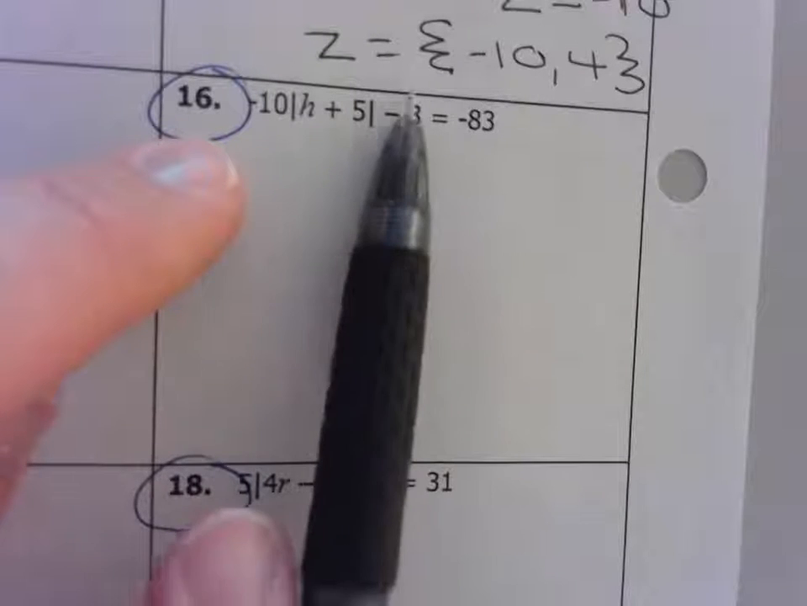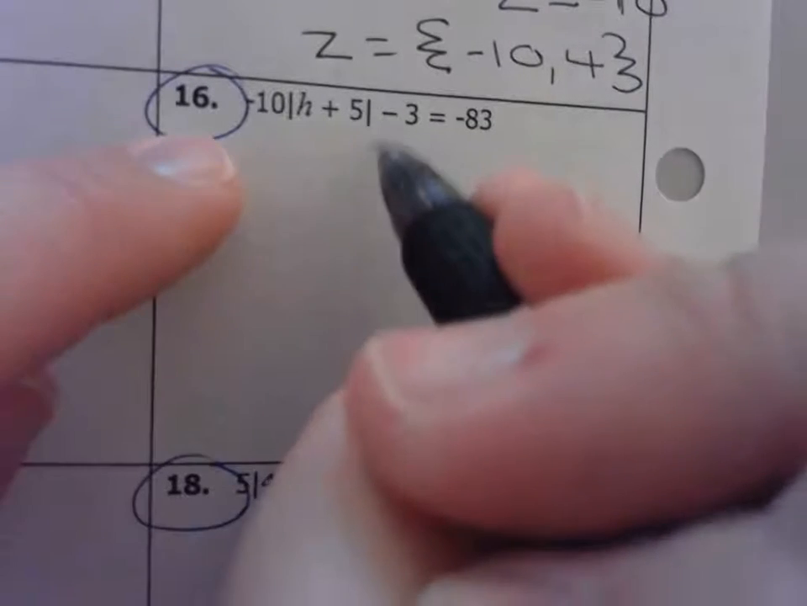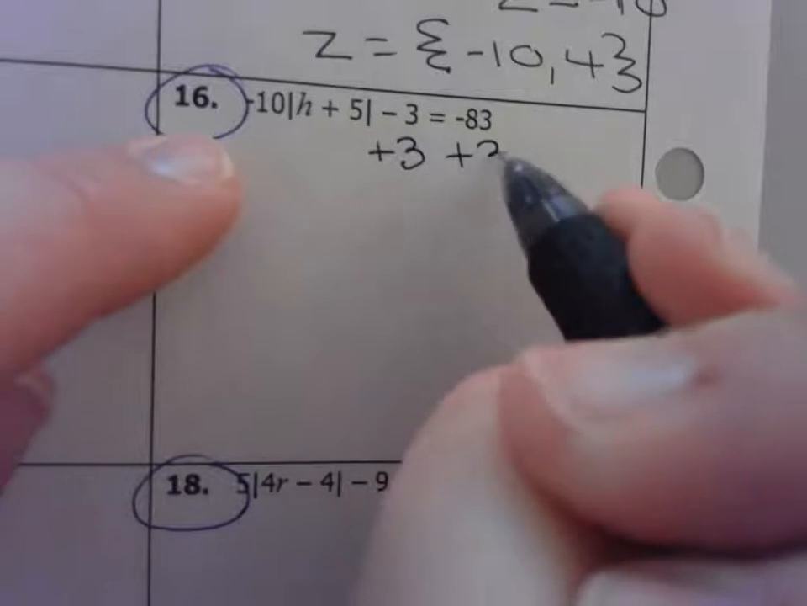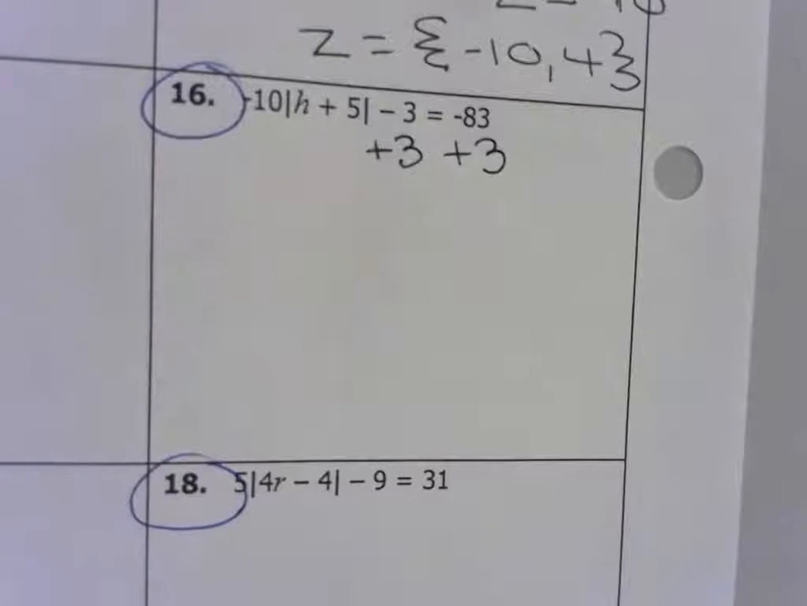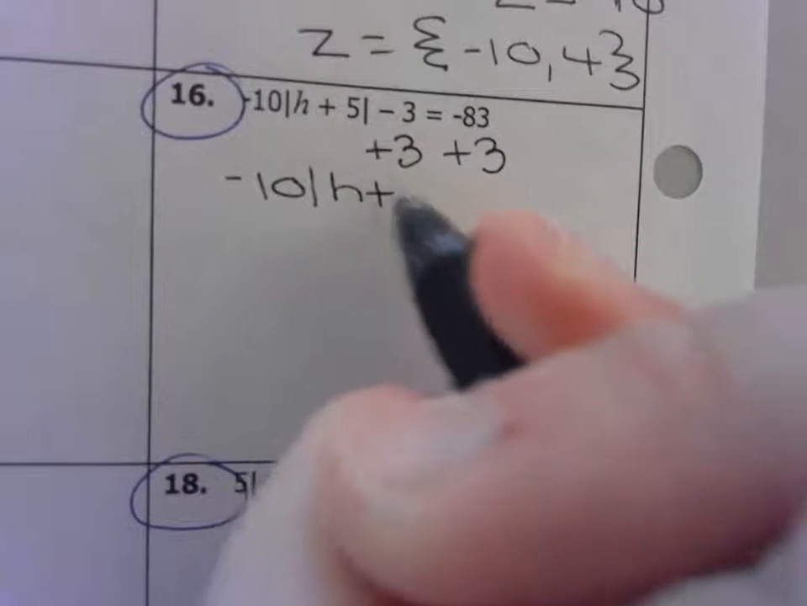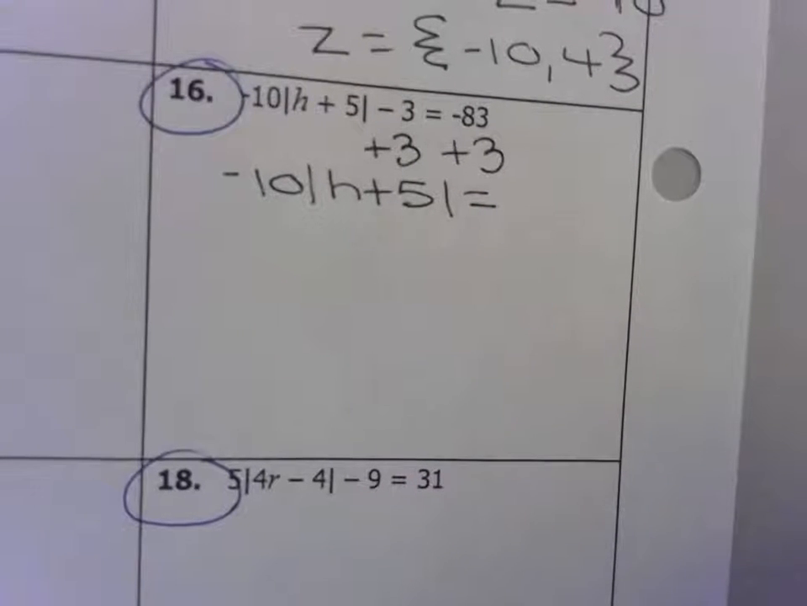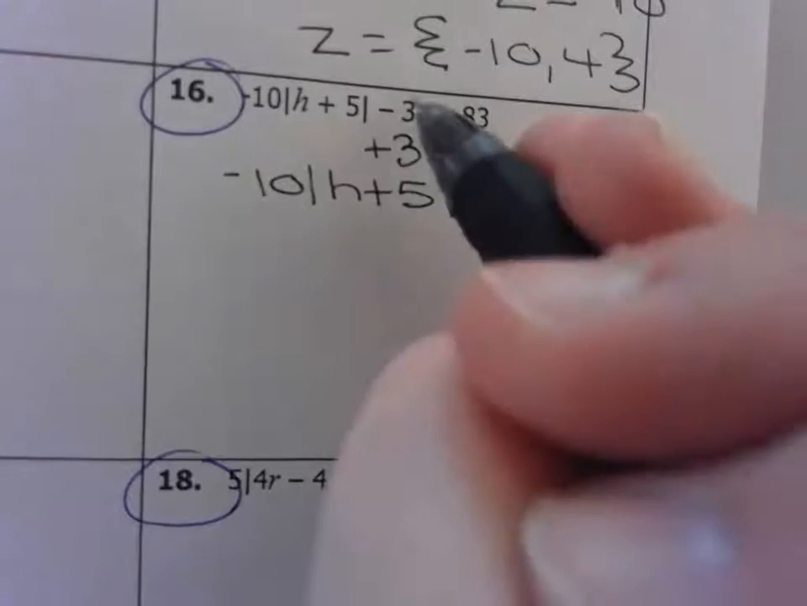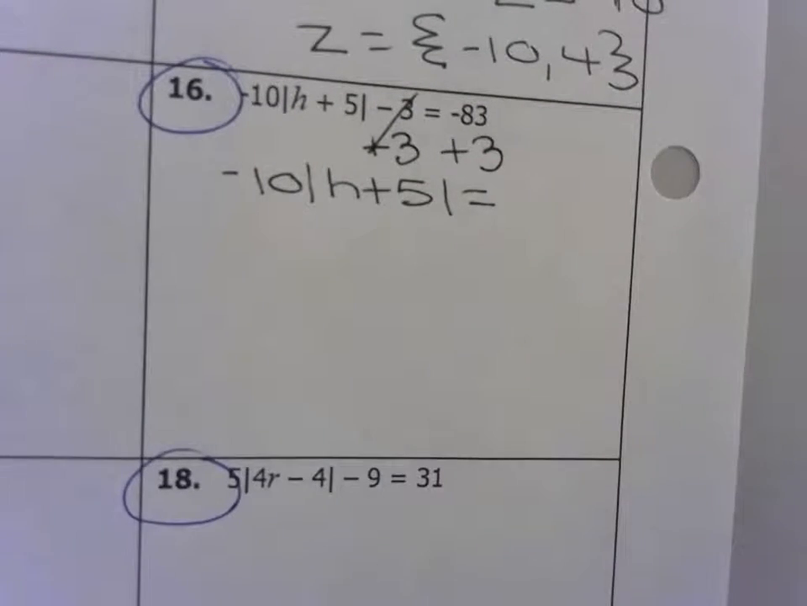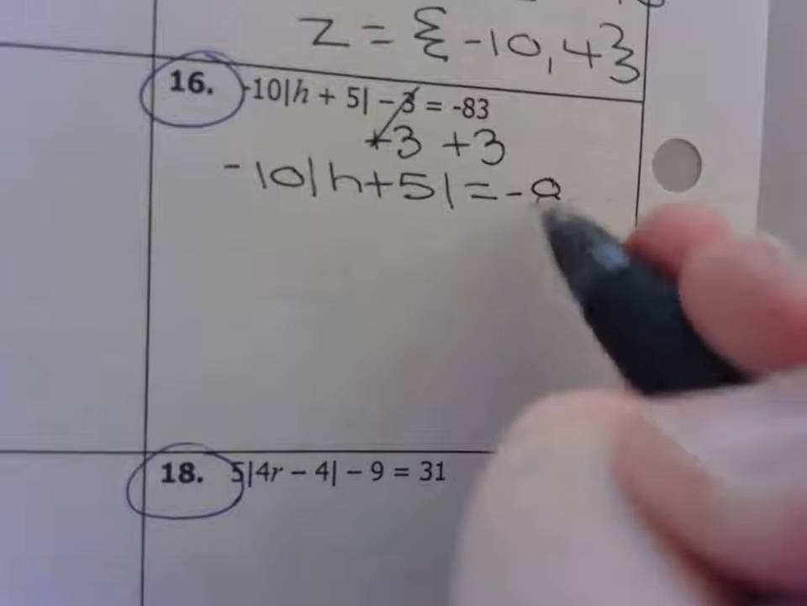Negative 3 because it's furthest away. How do I move that minus 3 over? Add 3. So if there's more than one number, you do it like a normal equation and get rid of the one that's furthest away. So I add 3. Start from the left. I still have negative 10 times the absolute value of h plus 5. We do not lose the absolute value because I haven't split it into two equations. I add 3. The 3 cancels. I bring down that equal sign. Negative 83 plus 3. Negative 80.